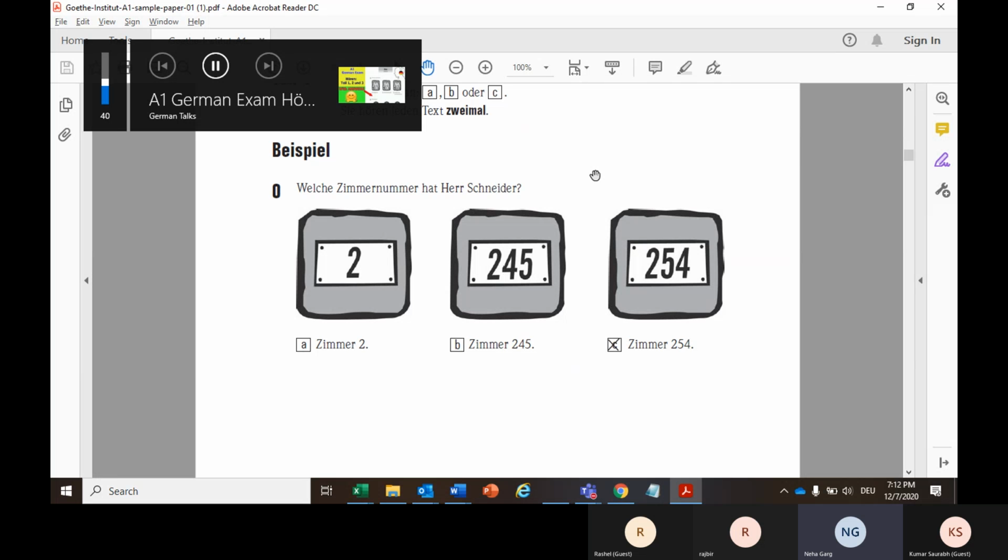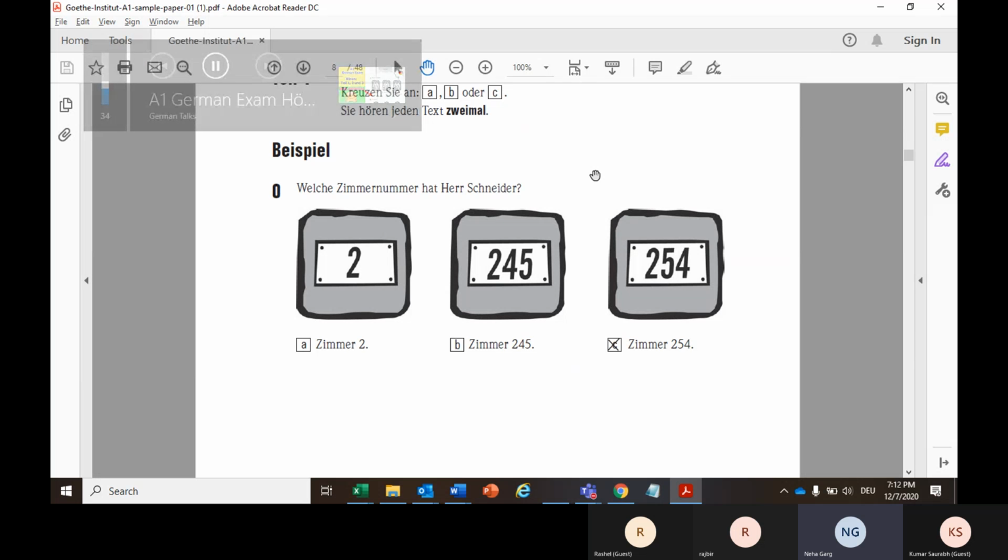Ach, Verzeihung, wo finde ich Herrn Schneider vom Betriebsrat? Schneider, warten Sie mal. Ich glaube, der ist im Zimmer Nummer 254. Ja, stimmt, Zimmer 254. Das ist im 2. Stock. Da können Sie den Aufzug hier nehmen. 2. Stock, Zimmer 254. Okay, vielen Dank.